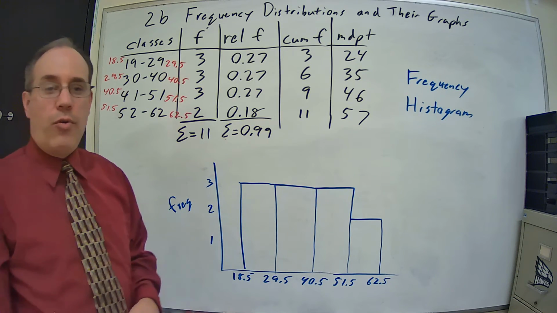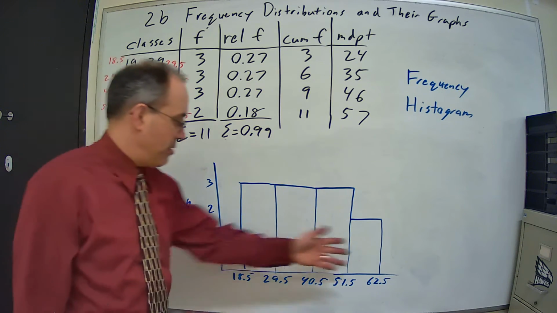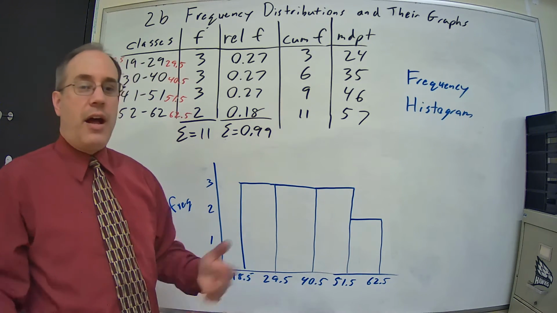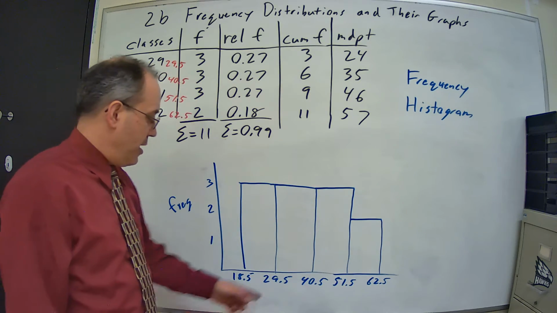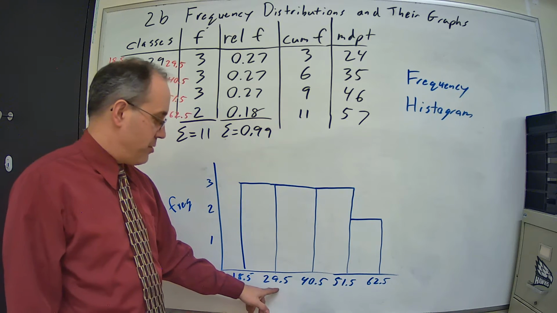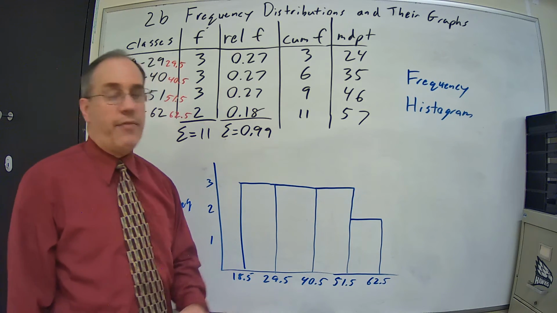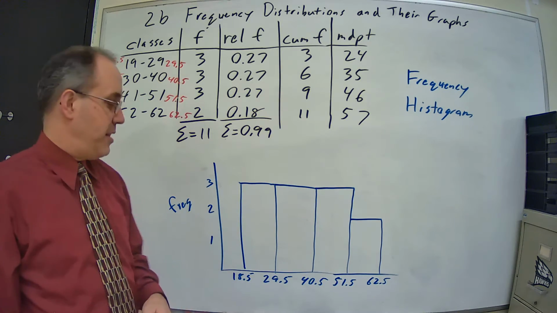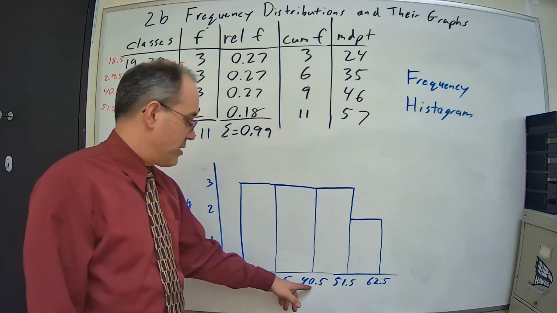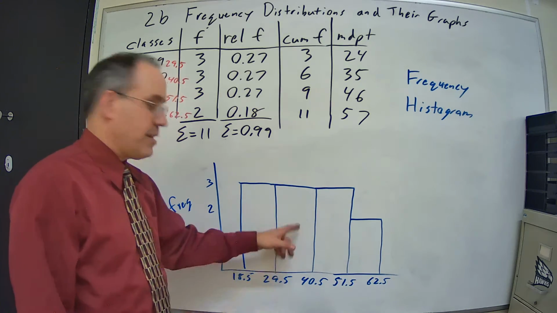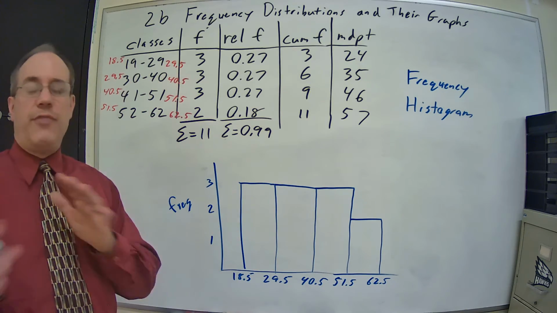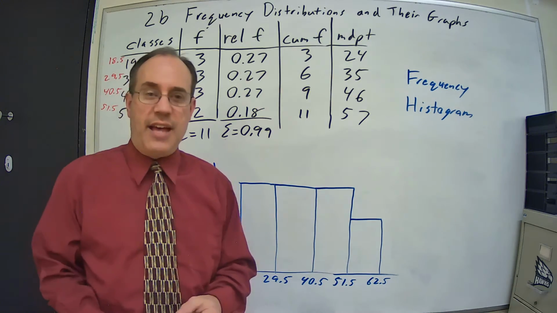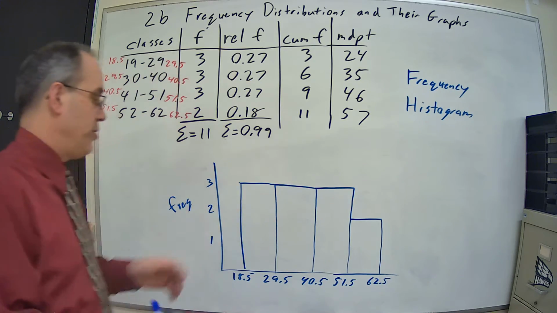If I want to know which class, by looking at this graph, I would find the number 31. It's obviously in the second class because 31 is between 29.5 and 40.5. If I want to know where 40 fits in this, 40 is less than 40.5, so it's in the second class. So it's very easy for me to tell what data is in that class. That's why I like to use this.